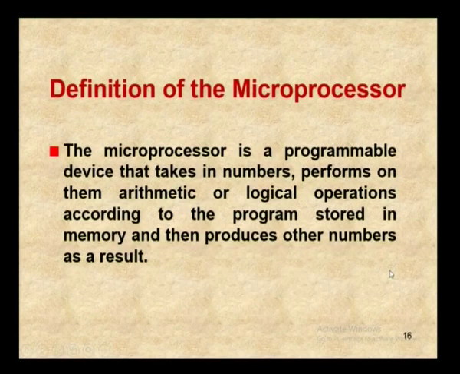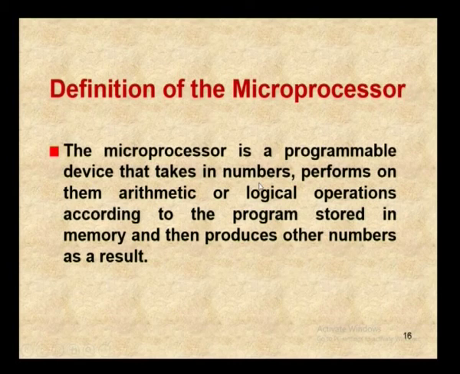So, let us now have a formal definition of a microprocessor. I have explained what is micro and what is processor. Now, as you read here, a microprocessor is a programmable device. It can be programmed as per our requirement to perform the process in a particular way, and it takes numbers.